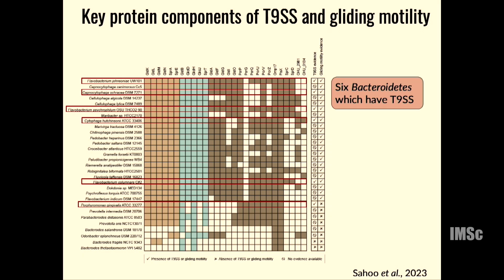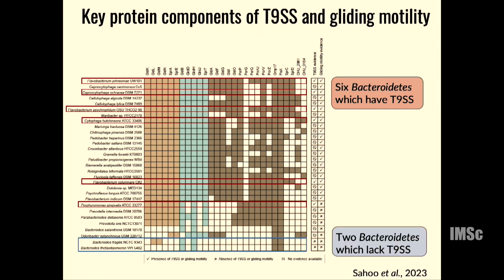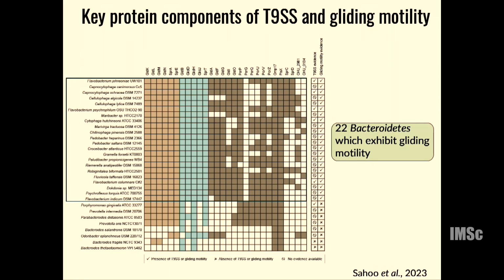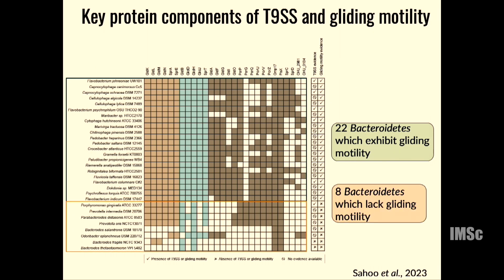So these are the 6 Bacteroidetes where T9SS is experimentally characterized, versus these 2 Bacteroidetes that do not have T9SS. And we see that these 6 functionally important proteins are always present in the Bacteroidetes having T9SS. Similarly, if you take these 22 Bacteroidetes where gliding motility is observed versus these 8 where they do not have gliding motility, we see that an additional 5, a total of 11 proteins, are important, which we call mandatory components.